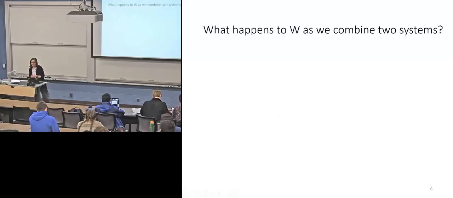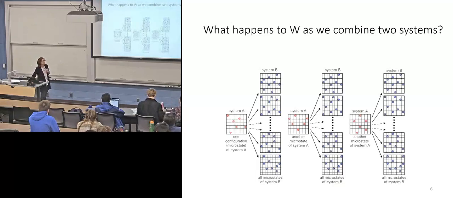What is the multiplicity when we combine two systems? Who wants to guess? If you have the multiplicity of system A and the multiplicity of system B, and there's an operator between them, what do you think it is? Love it, times, it's the right answer. But to think through it quickly, we'll go like this.